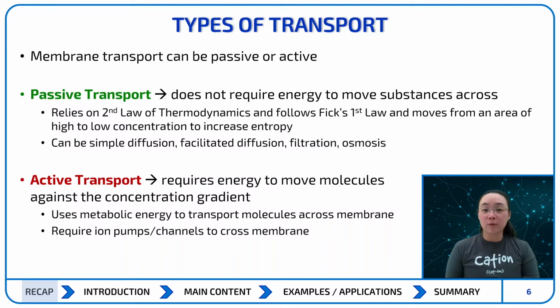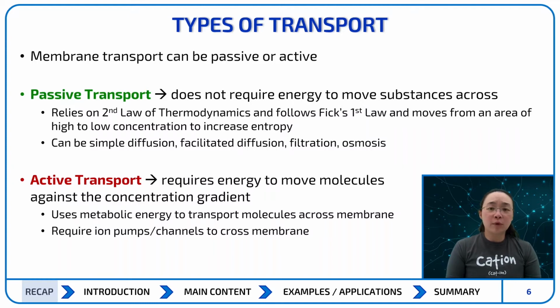The second law of thermodynamics states that entropy is always increasing, or basically disorder is always increasing in the universe. And Fick's law basically says that it'll move from an area of high concentration to low concentration. So the different types of passive transport can be simple diffusion, facilitated diffusion, filtration, or osmosis. Those are the ones we talked about.